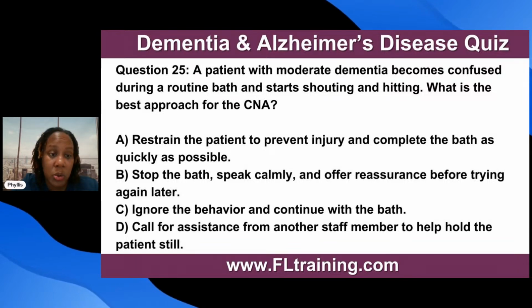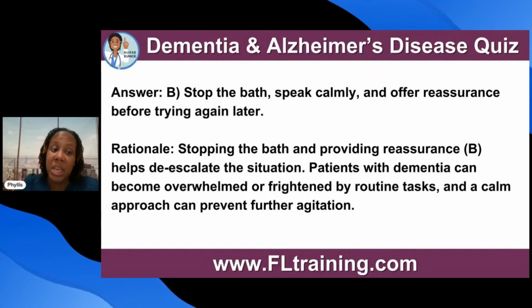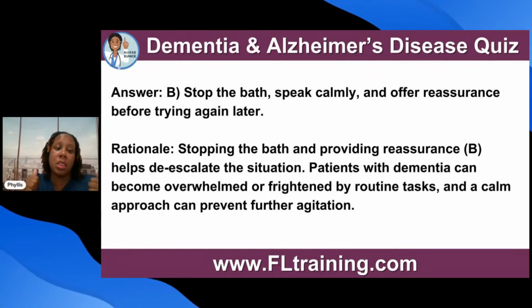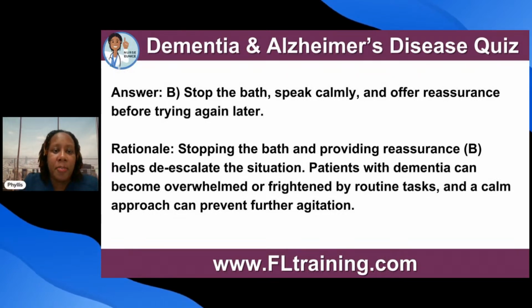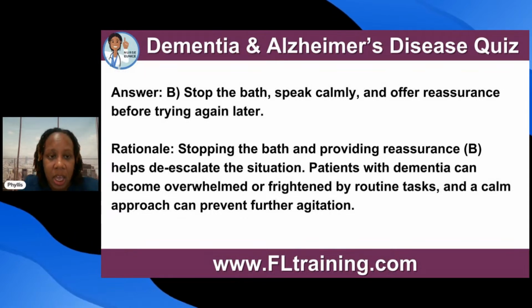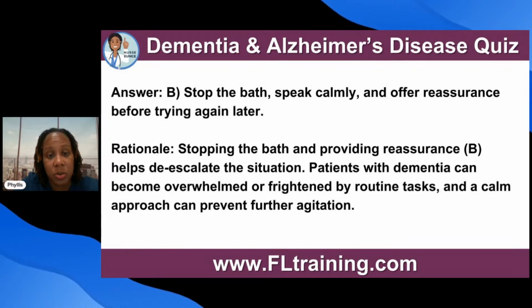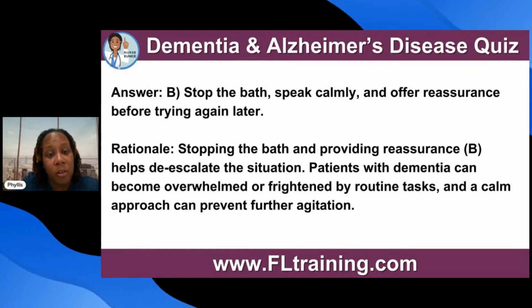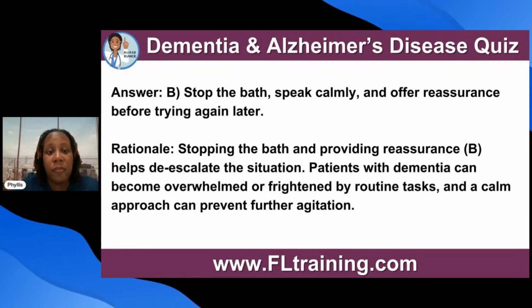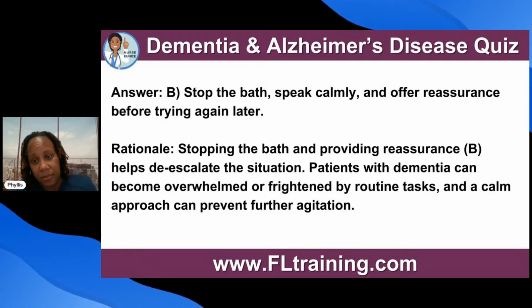The answer to this question is B. If you chose B, thumbs up. Stop the bath, speak calmly, and offer reassurance before trying again. So stopping the bath and providing reassurance helps de-escalate the situation. Patients with dementia can become overwhelmed or frightened by routine tasks, and a calm approach can prevent further agitation.